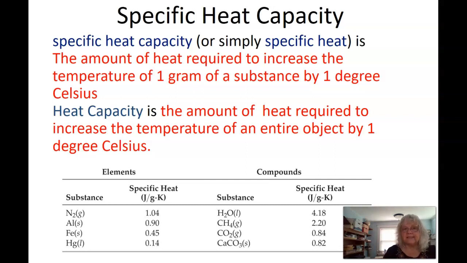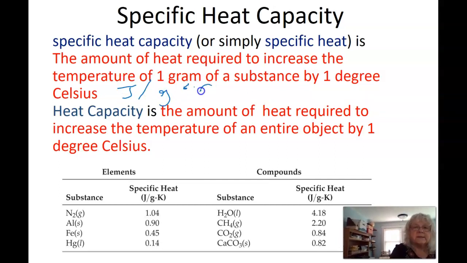Heat capacity is different than specific heat. Heat capacity is the amount of heat required to increase the temperature of an object by 1 degree Celsius. So there's no mass involved in it. It's for a complete object, and it's usually determined experimentally. The units on these are different. The top one has units of joules per gram degree Celsius, and the bottom one just has units of joules per degree Celsius.